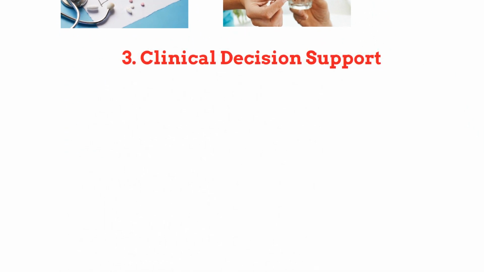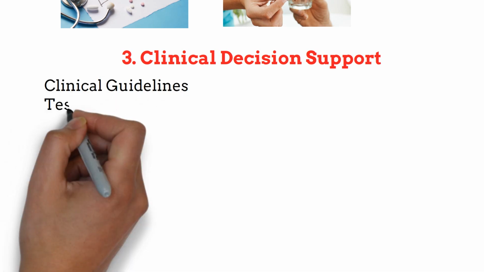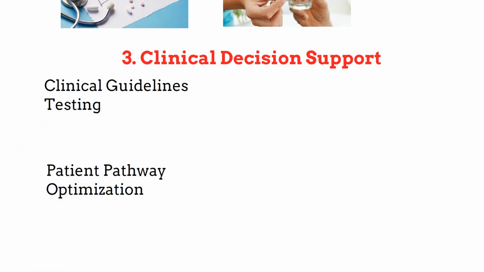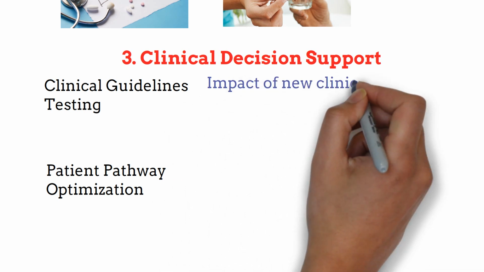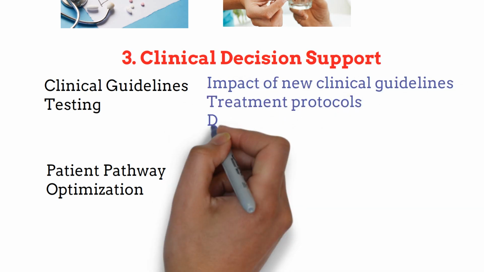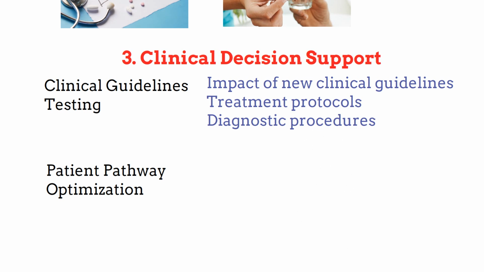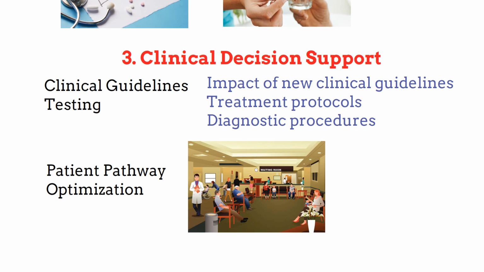Number 3. Clinical decision support. For clinical decision support, the simulation can be helpful in clinical guidelines testing and patient pathway optimization. For clinical guidelines testing, simulation can evaluate the impact of new clinical guidelines, treatment protocols, or diagnostic procedures on patient outcomes before implementation. For patient pathway optimization, hospitals use simulation to optimize patient pathways and resource allocation to reduce wait times and improve patient flow.